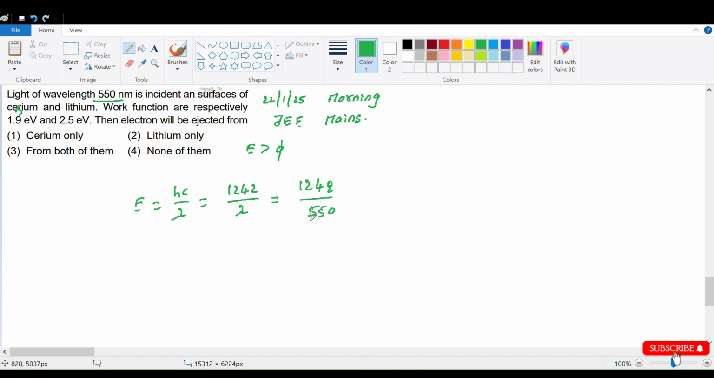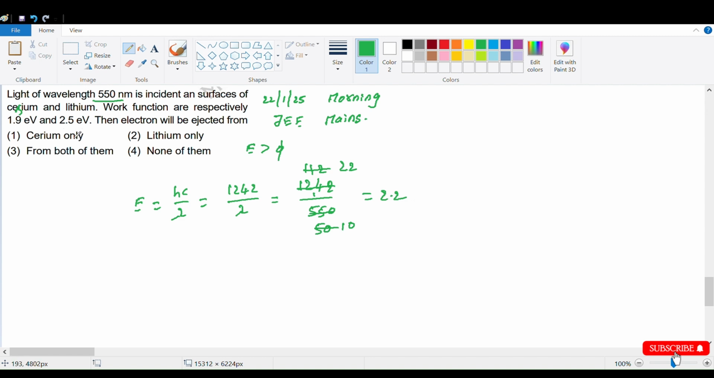550. So 11 ones are 11, this will be 32, 2 times, 5 tens are 5, 5 twos are 10. So how much are you getting? You are getting 2 point something, right? 2.2 approximately, you got 2.2.